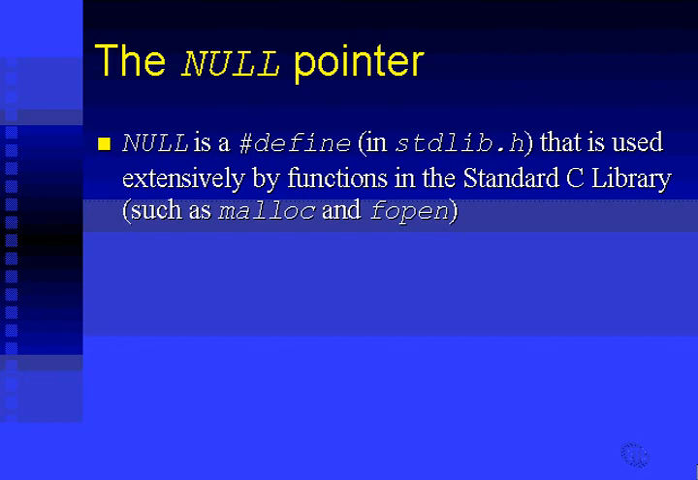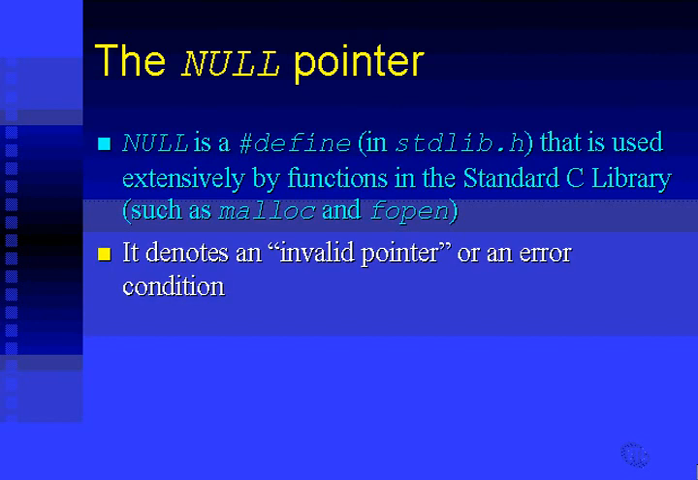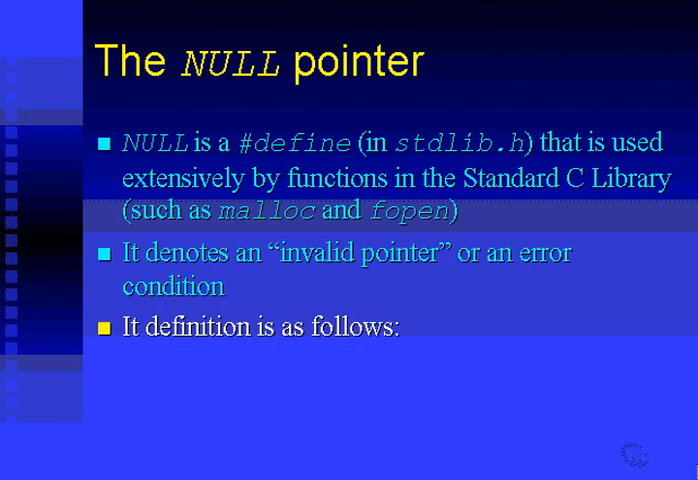In other words, they return to you a pointer, and that pointer happens to be the null pointer if there's some error condition, such as malloc could not set aside that amount of memory, or fopen could not open the file. They'll give you back a null. Null is simply taken to mean this is an invalid pointer or it's some sort of error condition. So if you need to test whether things like malloc or fopen failed or succeeded, you can compare their return value to null.